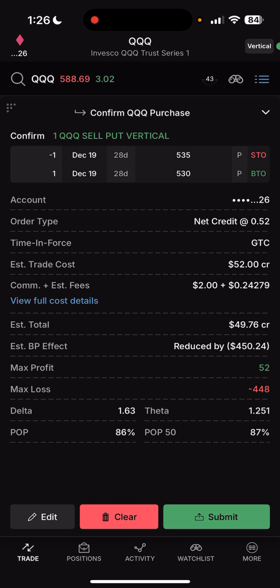All right, so from here, you click Submit, and then you would execute that trade. I'm not going to actually do that because this is not a trade that I'm interested in executing right now, because I've already executed a QQQ type trade earlier in the day. But that would be all that you would need to do.